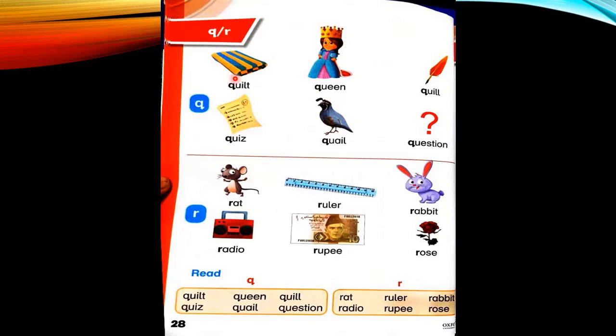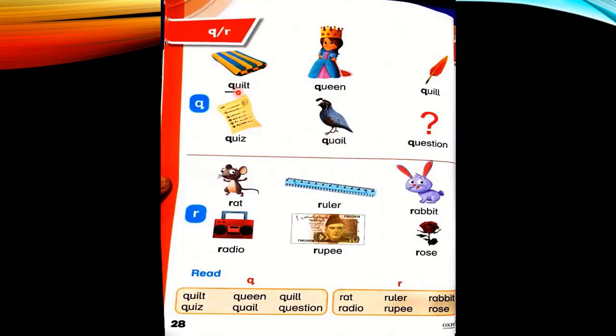Q, quilt. Q, queen. Q, quill. Q, quiz. Q, coil. Q, question. Now underline the starting sounds of these pictures.